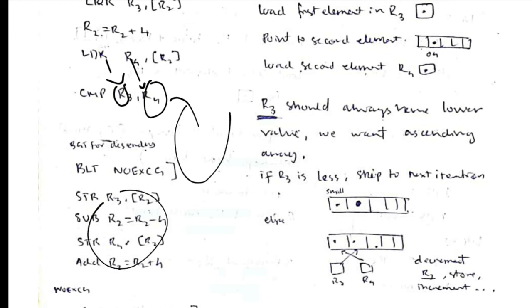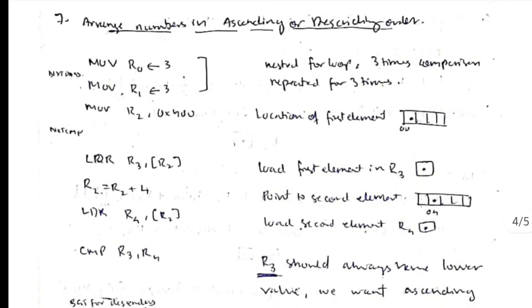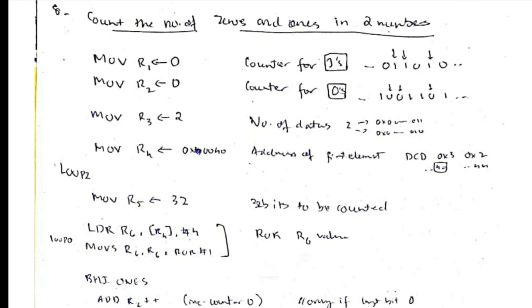How will you exchange? Decrement R2 to the first location and store it in the first location, then increment R2 and store it in the second location. After that is done, move on to the next iteration. Like this we will do it 3 times.